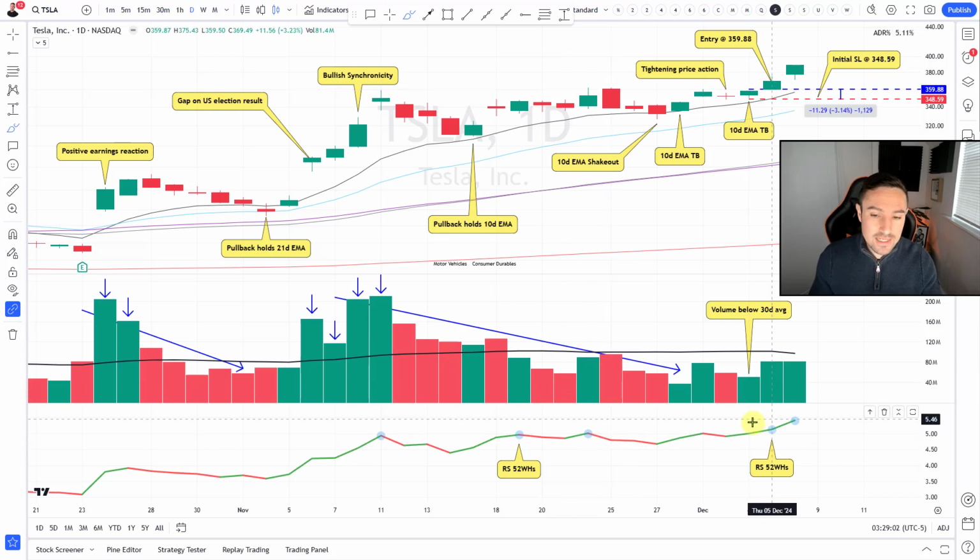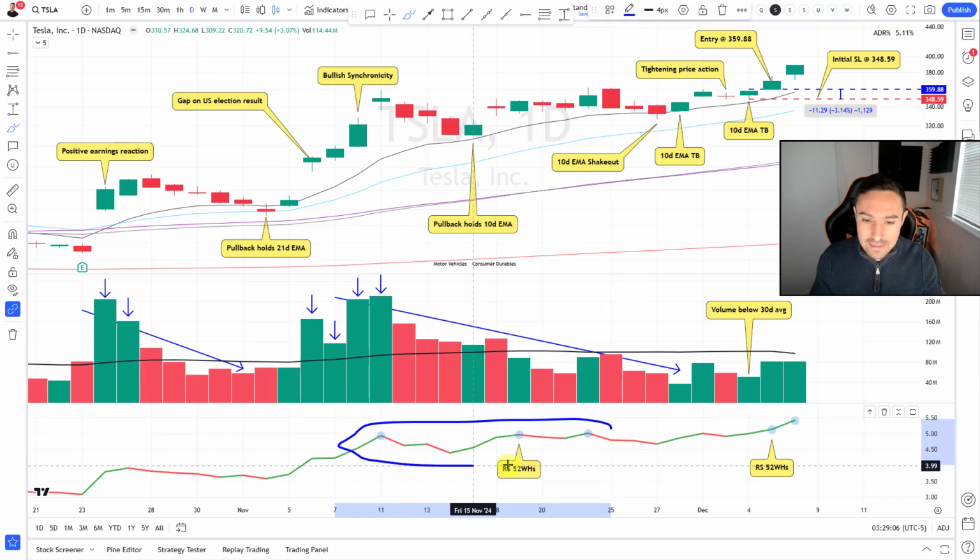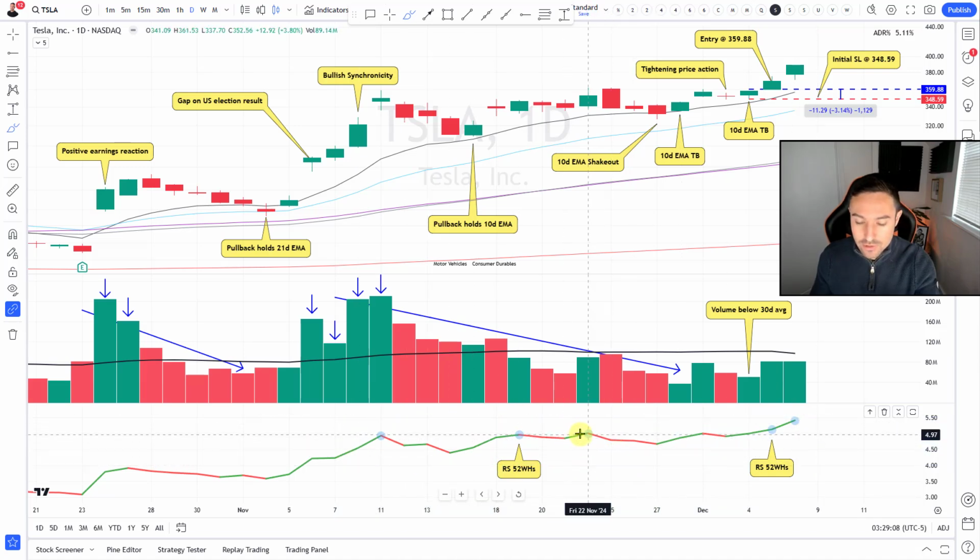How do you know it's leading? I got a free tool on TradingView. Search my name in the indicators. You'll find it called the relative strength line. Now you'll see these 52-week highs. What do these 52-week highs mean? That means it is hitting a 52-week high on the relative strength line versus the S&P 500. Tesla is showing a lot of relative strength versus the major indexes.